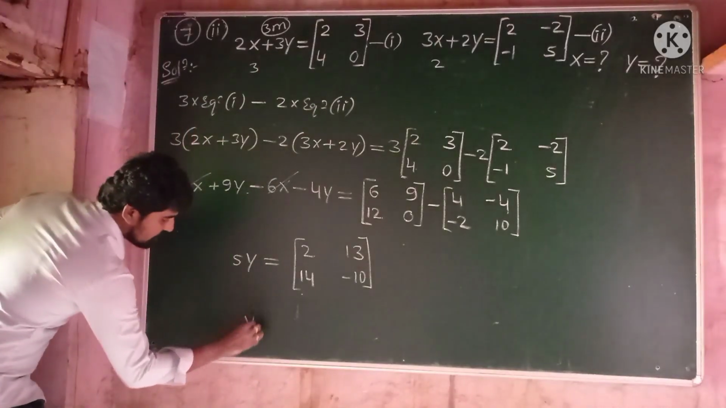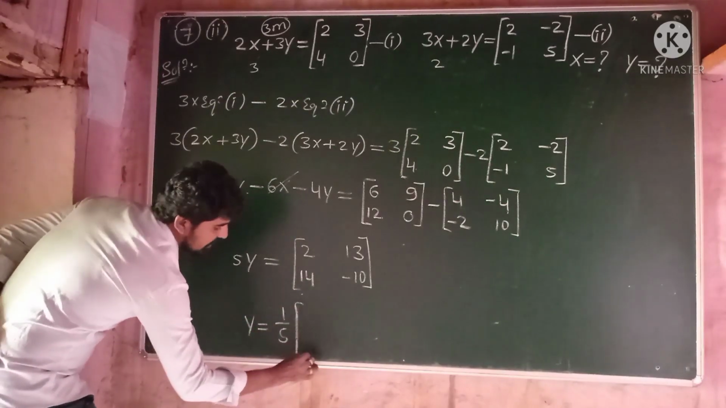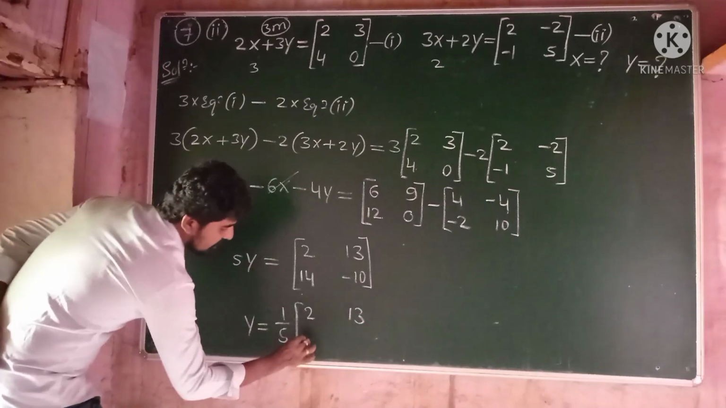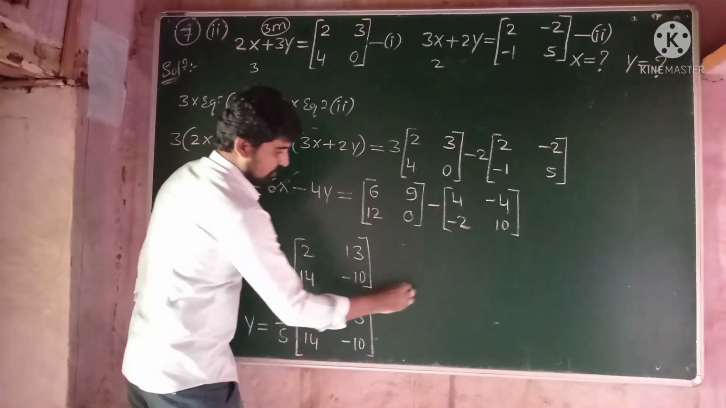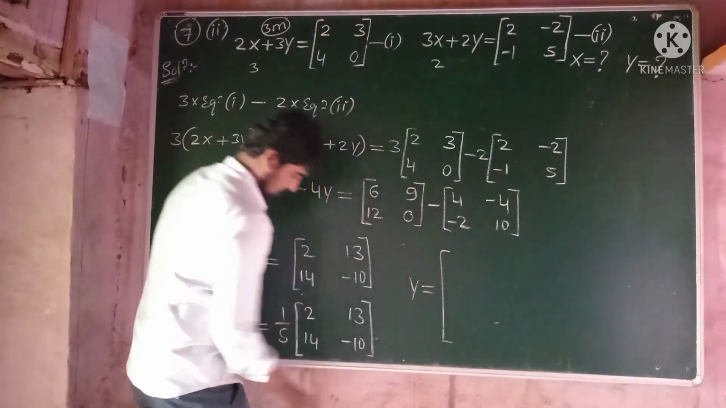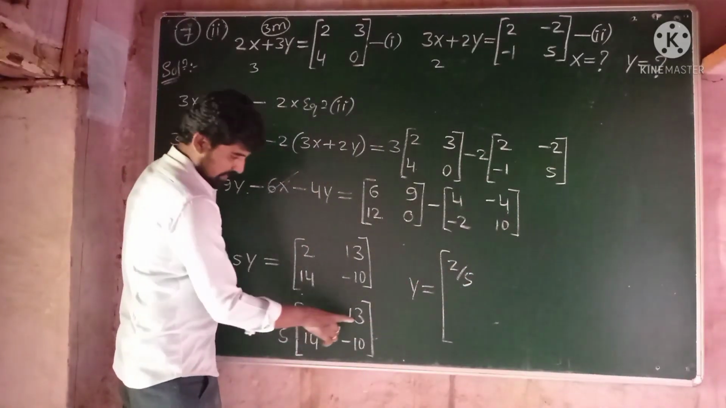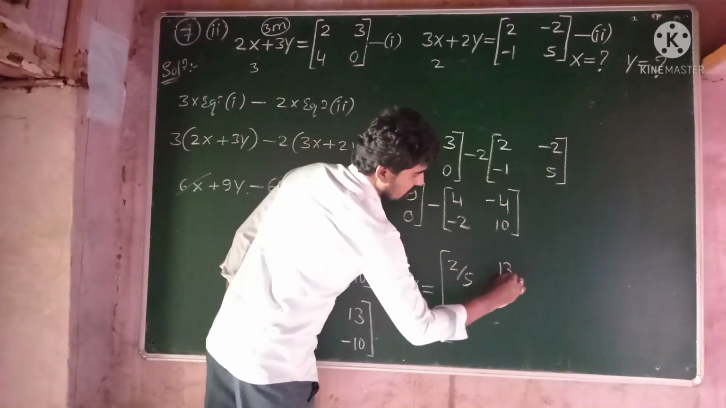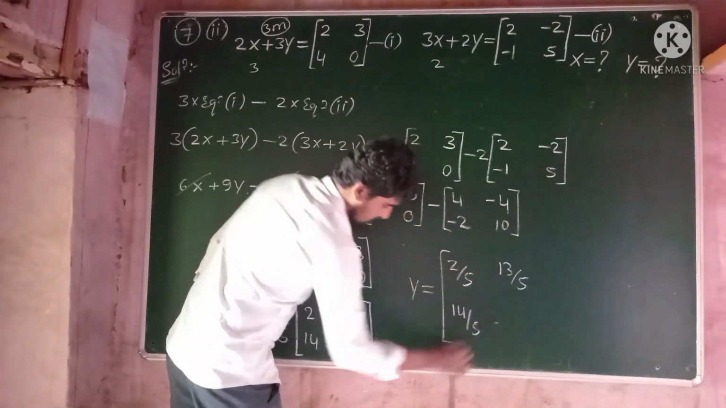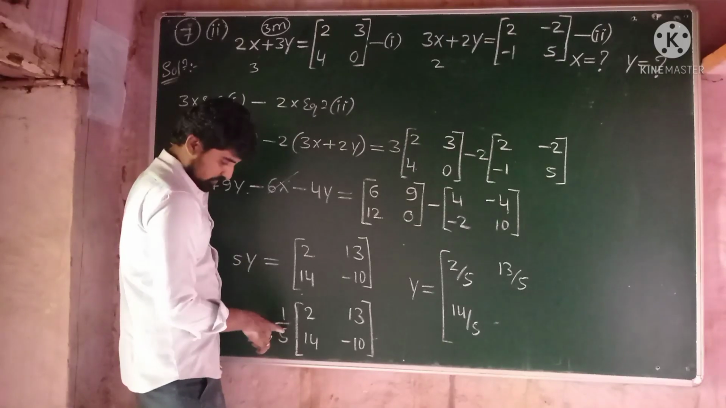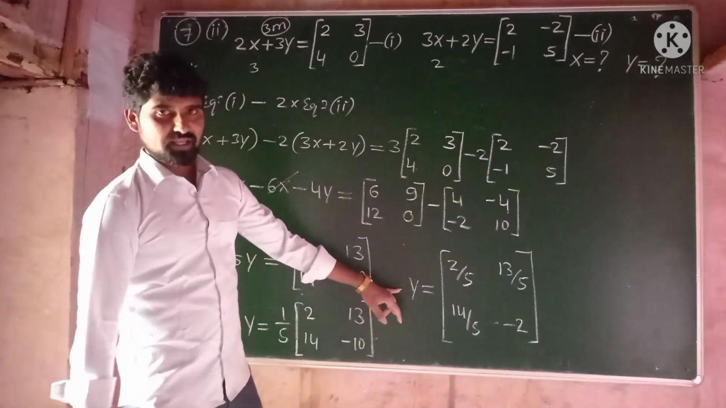Therefore, the required Y matrix is equal to, shift this 5 towards the right hand side, 1 by 5 into matrix 2, 13, 14, minus 10. Or the matrix Y is equal to 2 divided by 5, 13 divided by 5, 14 divided by 5, minus 10 divided by 5. 2 into 1 by 5 is 2 by 5. 5 ones are 5, 5 twos are minus 2. So this is the required matrix Y.